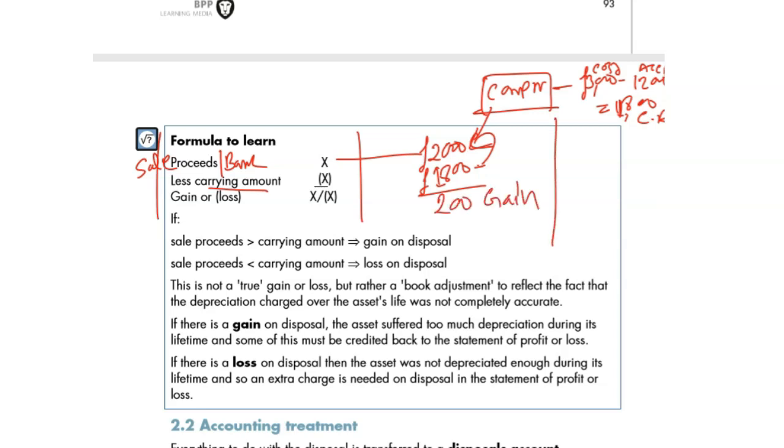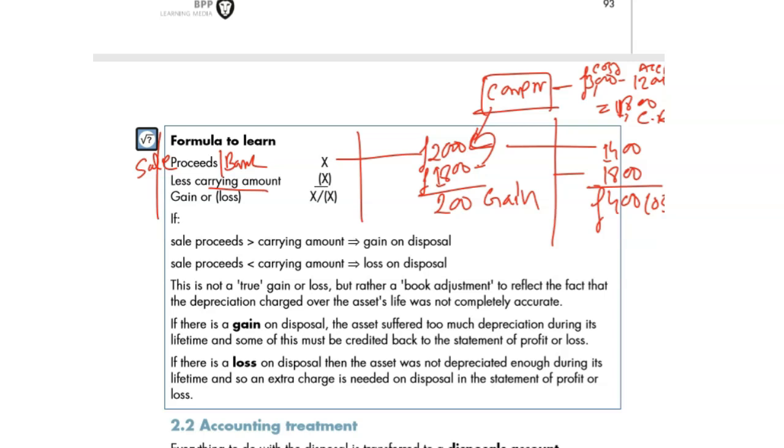It could be the other way around. The carrying amount is still 1800, but we sold it for 1400, and by selling it we got some money, but we sold it for less than our carrying amount. We're not that happy. We sold for less than the worth of our asset, which is 400 loss. All right, that's how you work out your gain or loss on disposal.